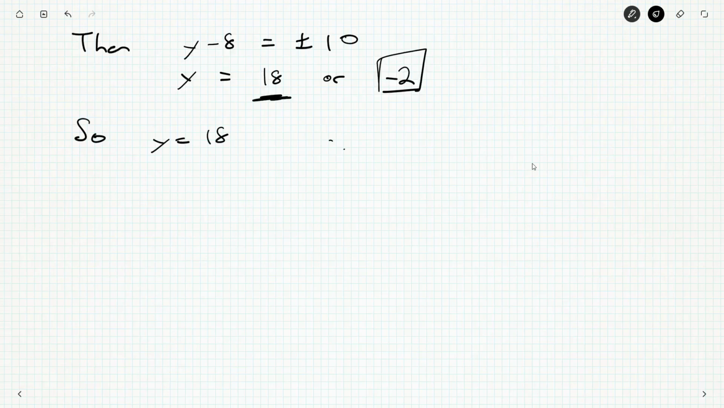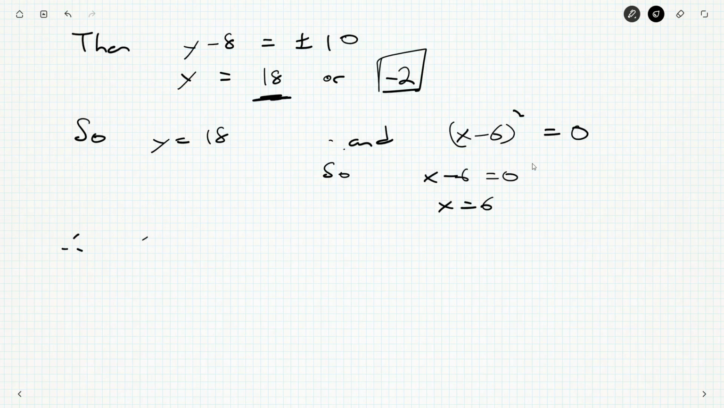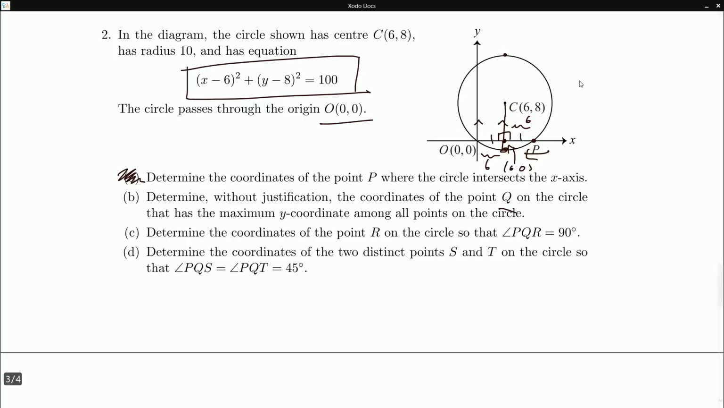So y is equal to 18, and because we made y minus 8 squared equal to 100, x minus 6 squared has got to be equal to 0. So x minus 6 is plus or minus 0, but that's the same number. X is equal to 6. Therefore, Q is at (6, 18), which is actually right above the center here. So there's Q.